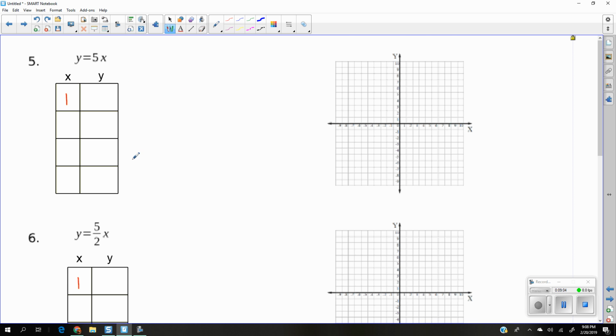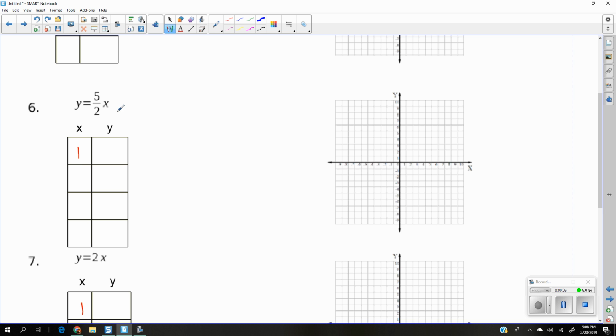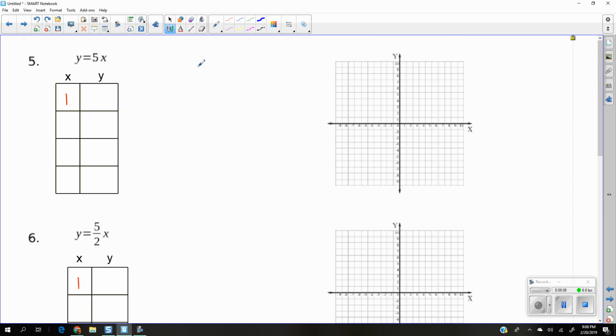And then we're always going to put X. We're always going to make sure X is at least 1. So when we make X 1, we're multiplying 5 times X. And what is X? Well, X is 1. So 5 times 1 is 5.